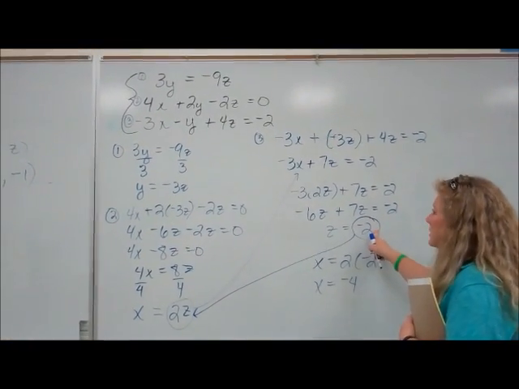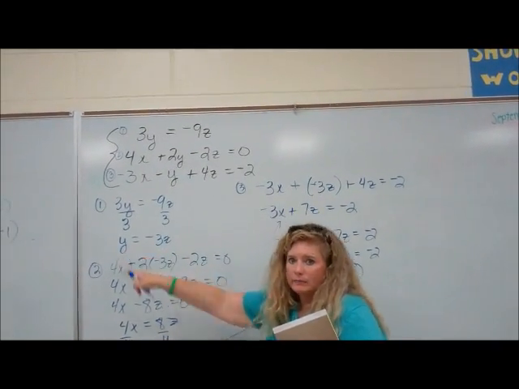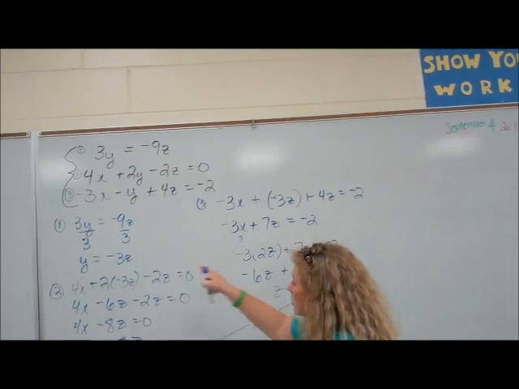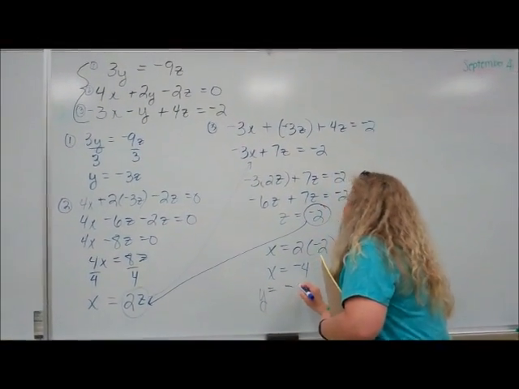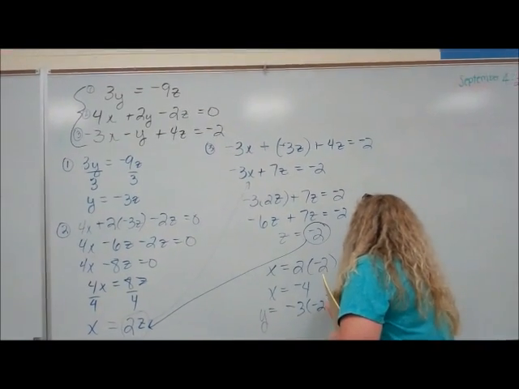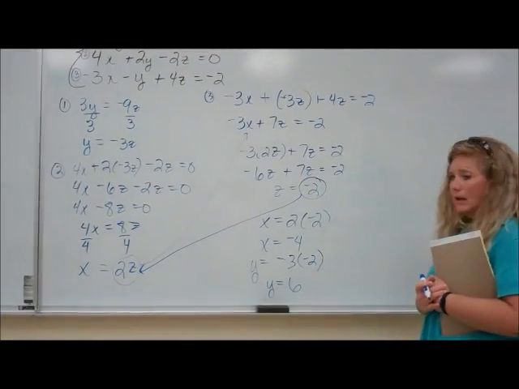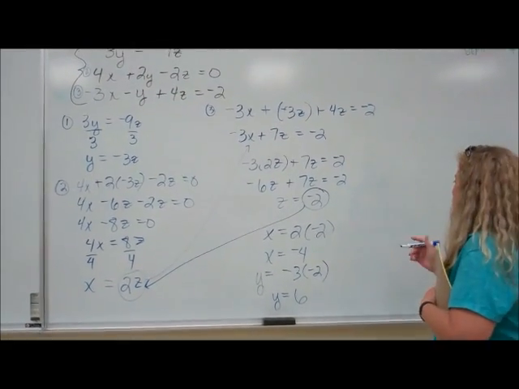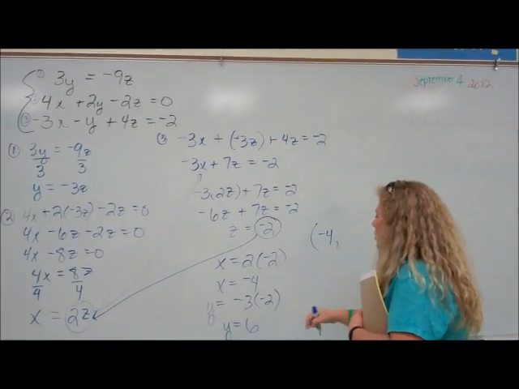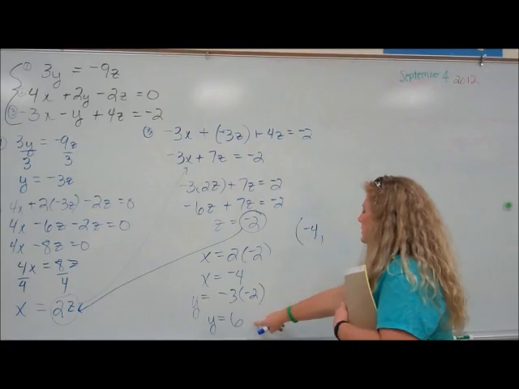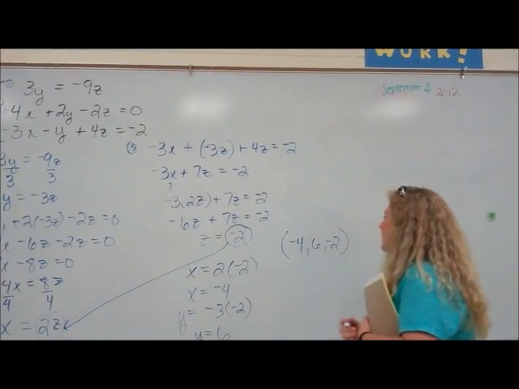Oh, look, z is negative 2. If I plug in z over here, I've got y. So I'm taking that negative 2 and I'm going to plug it in over here. Y equals negative 3 times negative 2. Y equals 6. Now our solution is an ordered triple. We're going to take x is negative 4, y is 6, and z is negative 2. That is our solution.